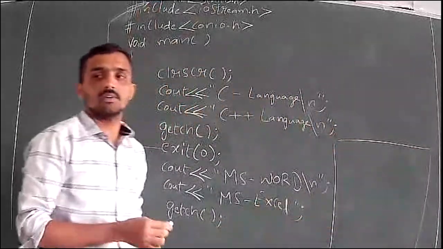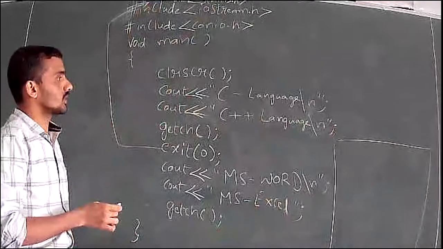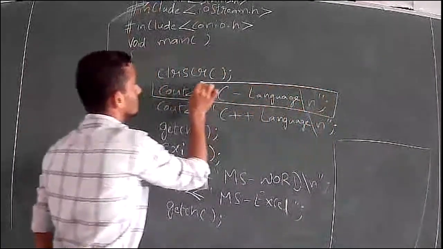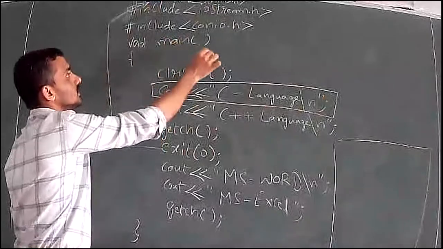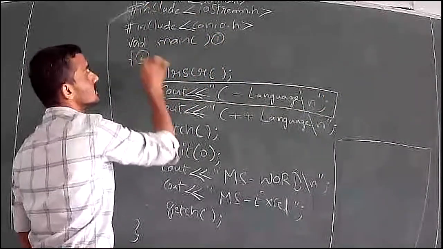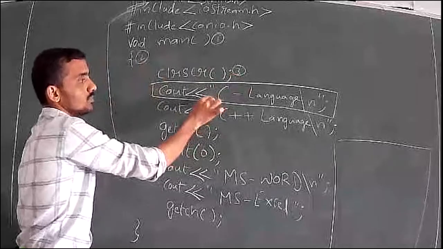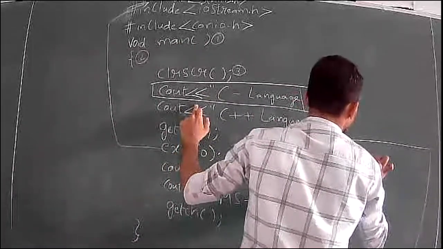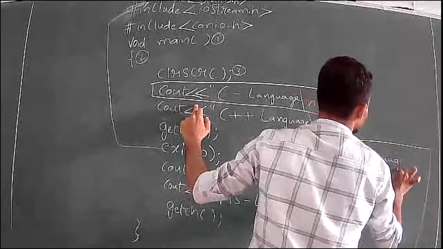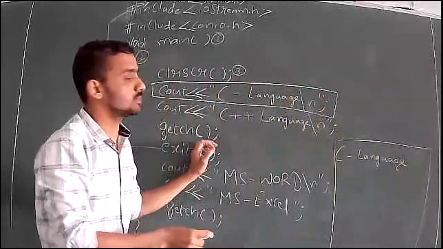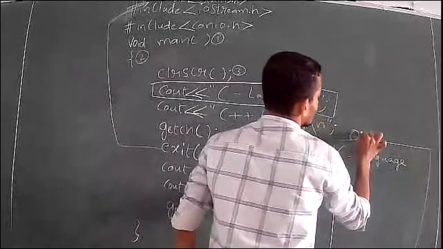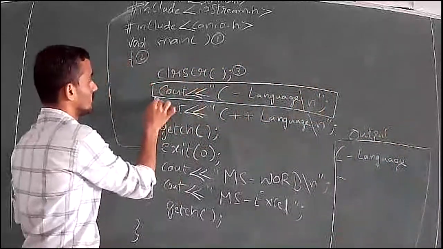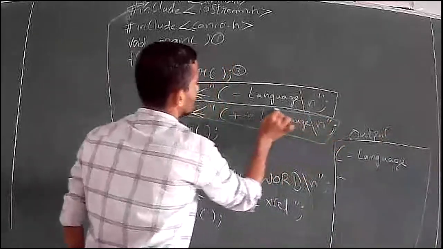So the output of this program is very, very simple. When we execute this program, the program control will come to the main function. First step, second step, third step is exit. So program control will come to this line, and it will print C language. Then program control will move to the next line, and after that it will come to this line: C++.